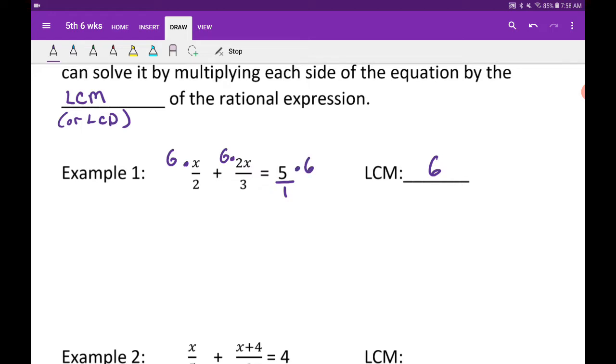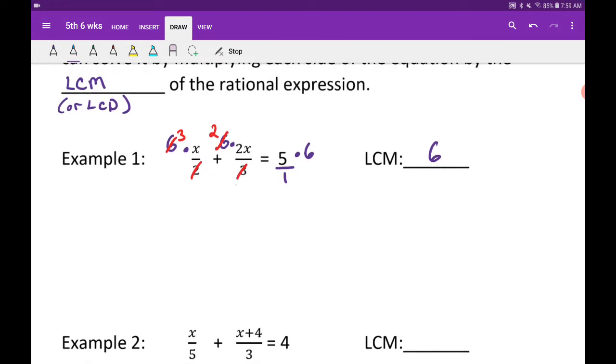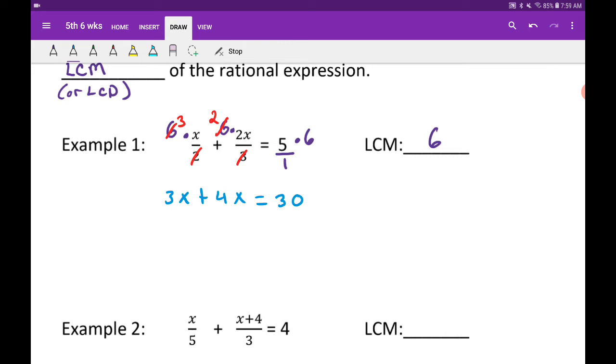All right, now before I go on, what I'm going to do is kind of reduce my fractions. Does 2 go into 6? It does. So 2 goes into 6 3 times. 3 goes into 6 2 times. All right, and then 1 into 6 is just 6. Okay, so now that I've reduced that, notice all my denominators are canceled out. So what am I left with? I'm left with 3x plus 2 times 2x is 4x equals, and then 5 times 6 is 30. All right, all my denominators cancel out. 30 over 1 is just 30.